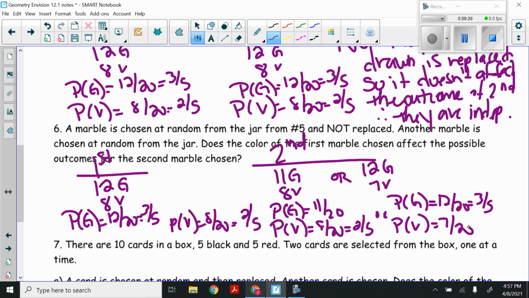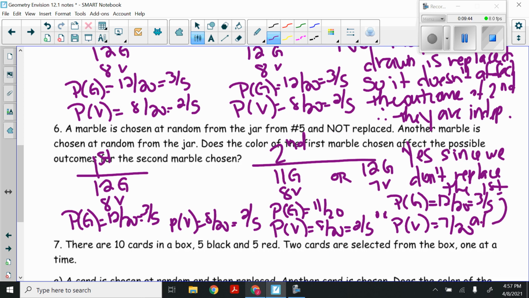So we see that yes, since we don't replace, the first one drawn affects the second outcome. Therefore, these are not independent events.